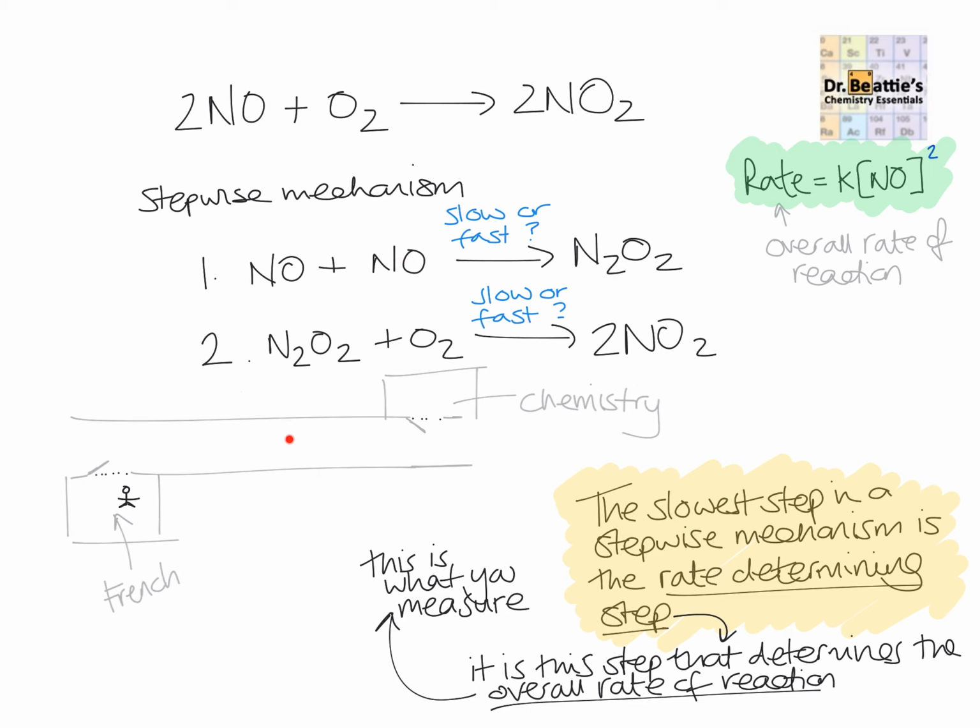So it's not just one big run like this equation suggests. This being our chemistry classroom, this being our French classroom. Instead, there's 2 steps within it. Step 1 is just taking the little distance from here to these set of double doors. Step 2 is then the way to the actual chemistry classroom.